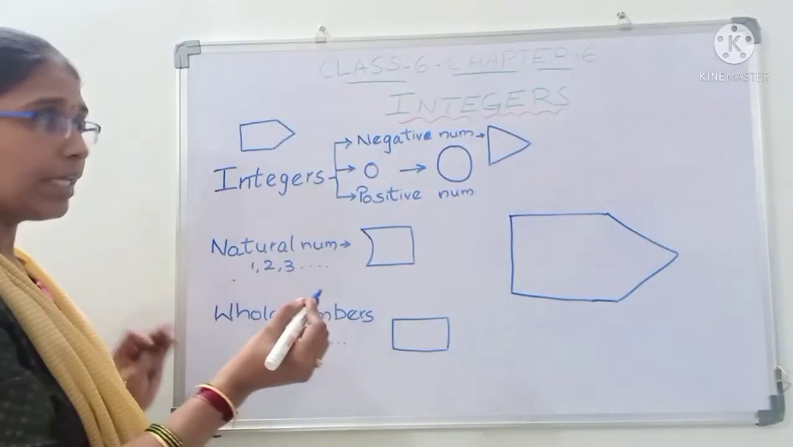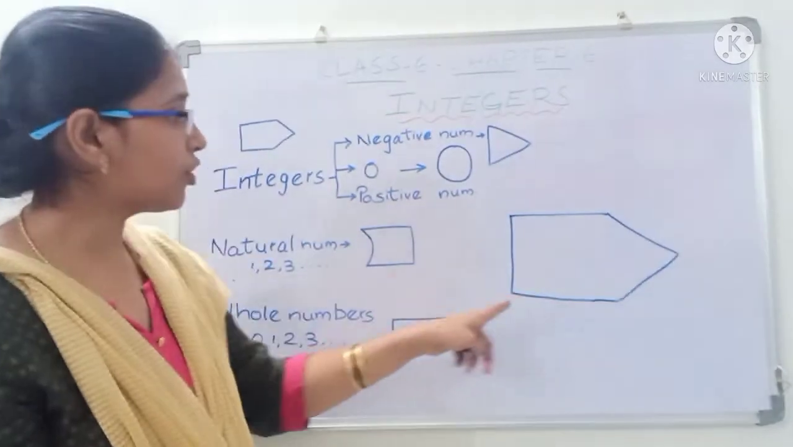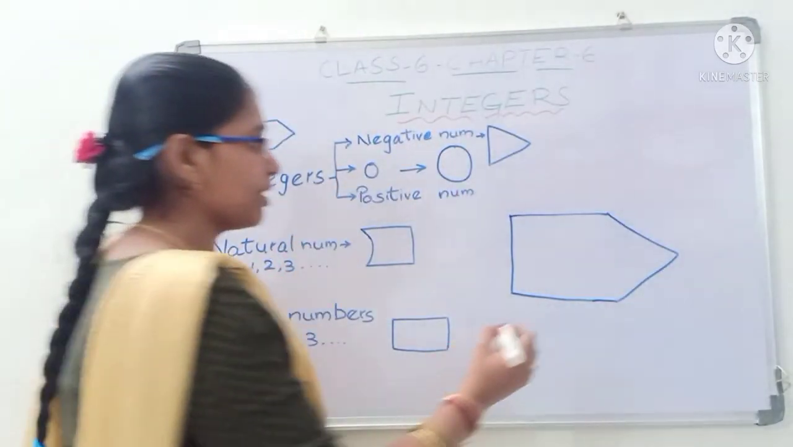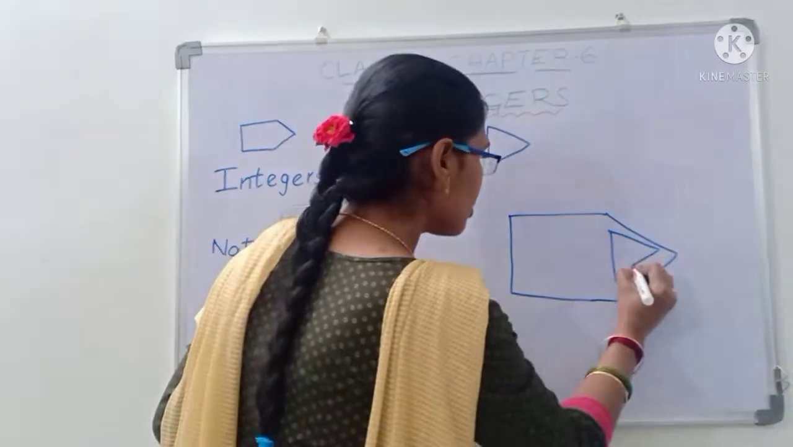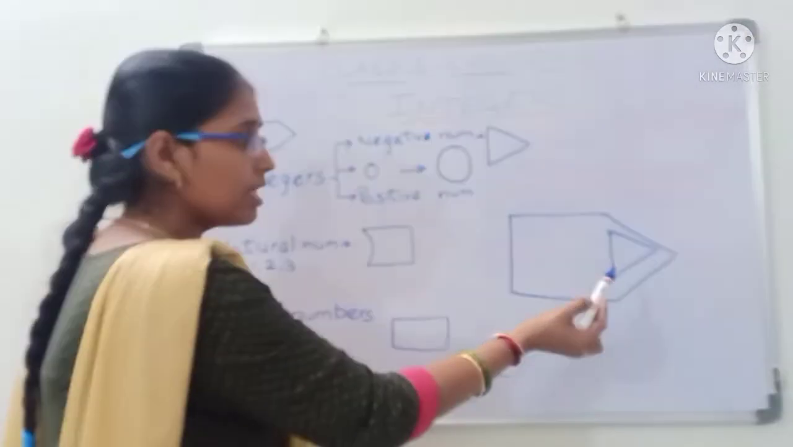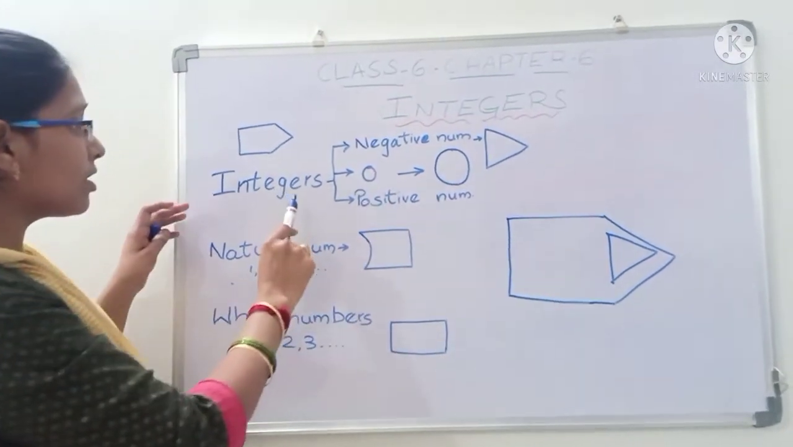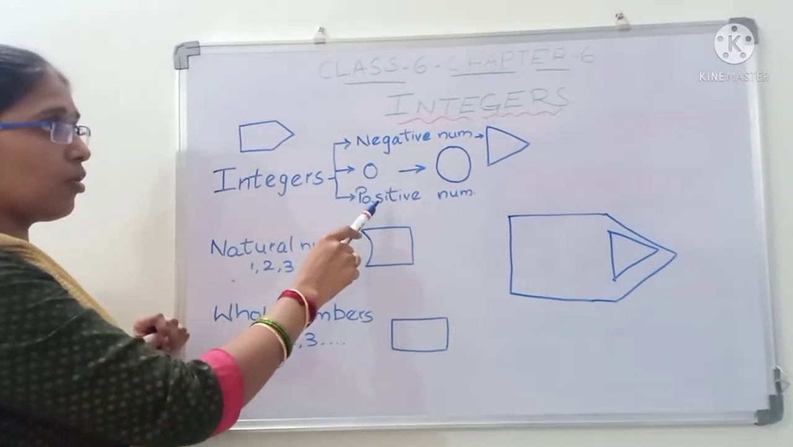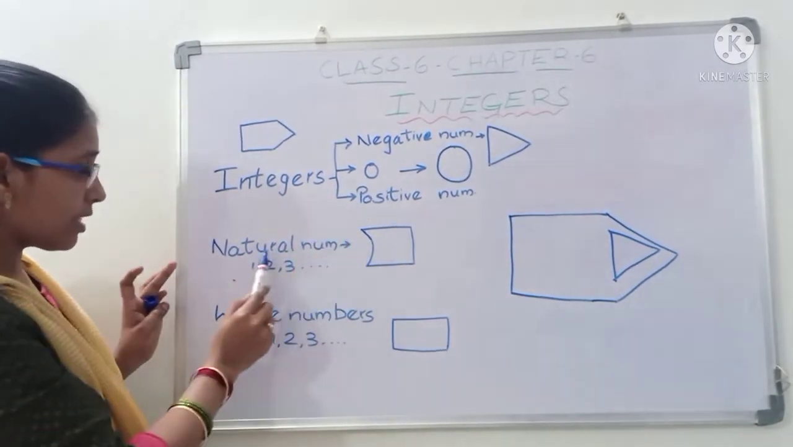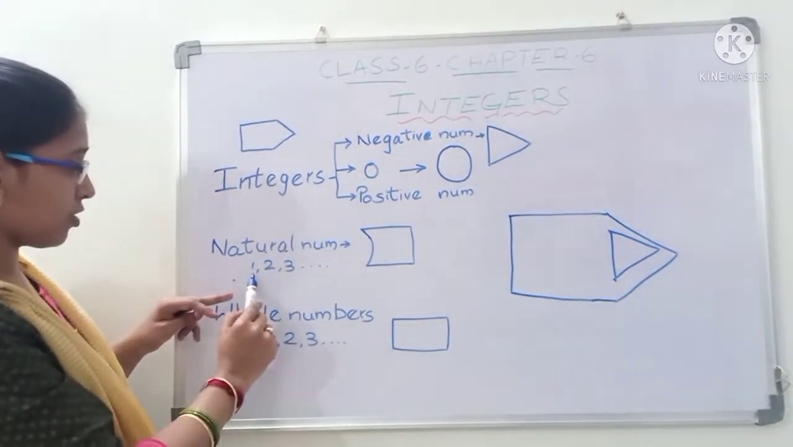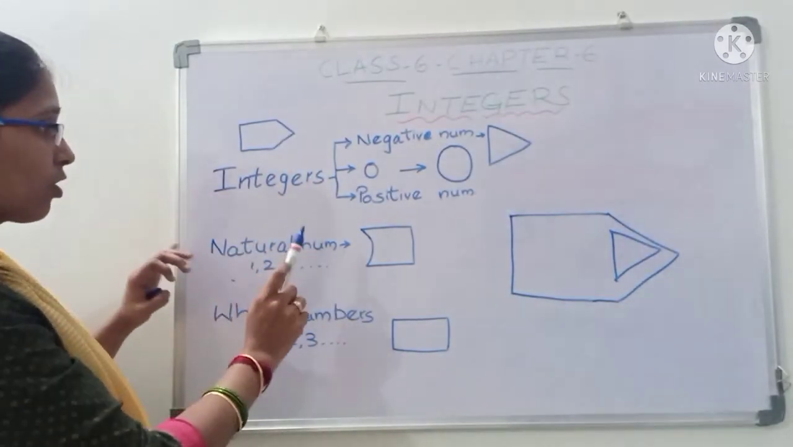You all know integers contain negative numbers. This is the integer shape. Let's draw negative numbers here. Integers include negative numbers, so this triangle goes inside this integer shape. And integers also include 0 and positive numbers. See here children, 0 and positive numbers. Natural numbers contain positive numbers 1, 2, 3. But does it contain 0? No, right? So not natural numbers.